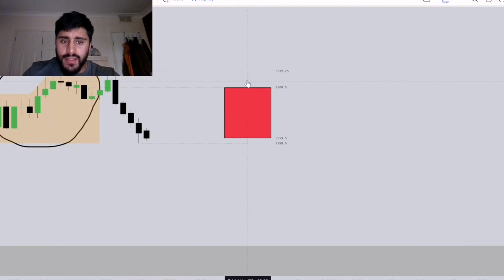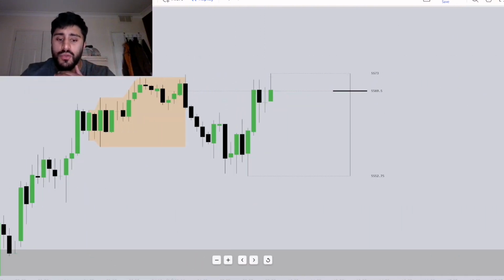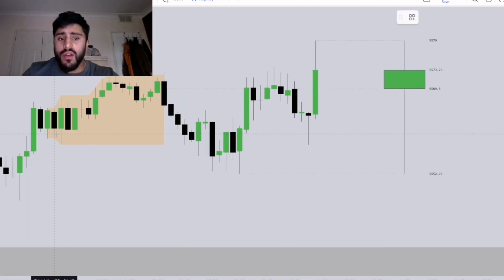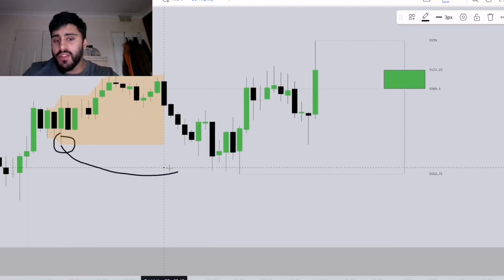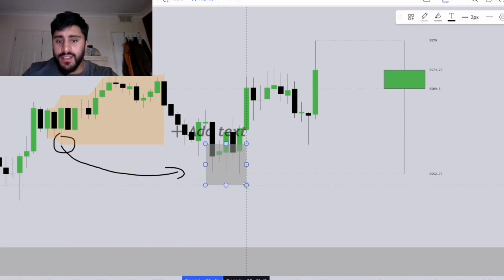Now that we have this in place, it's important to understand what we're looking for. We want to see price give us an ICT Judas swing. So how do we determine an ICT Judas swing? It is very simply determined by a sweep of the Asian range low. This is giving you your low of the day. This is the ICT Judas swing.